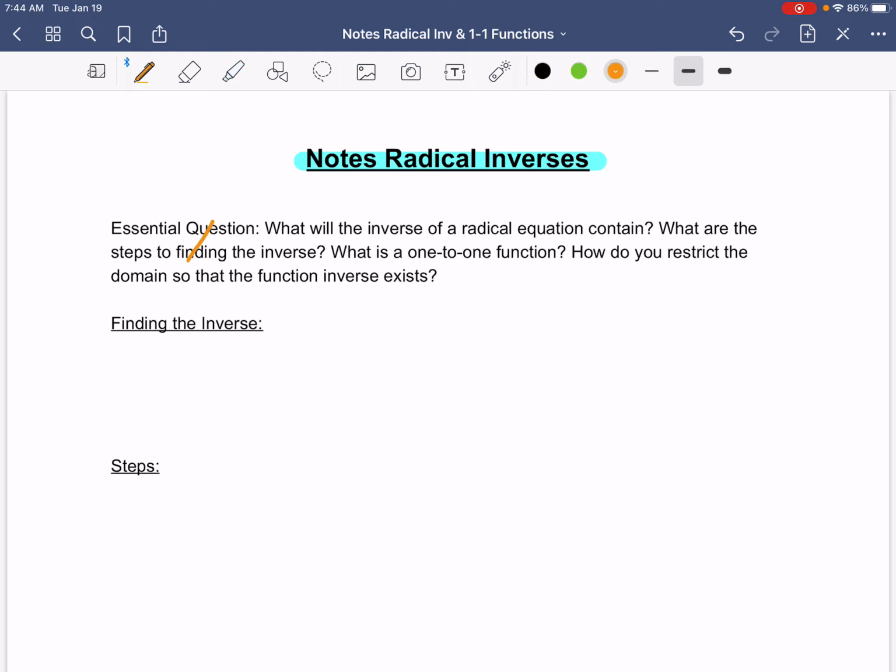The essential question you don't have to write down, but at the end of our notes, we want to be able to answer: What will the inverse of a radical equation contain? What are the steps of finding the inverse? What is a one-to-one function? And how do you restrict the domain so that a function inverse exists?